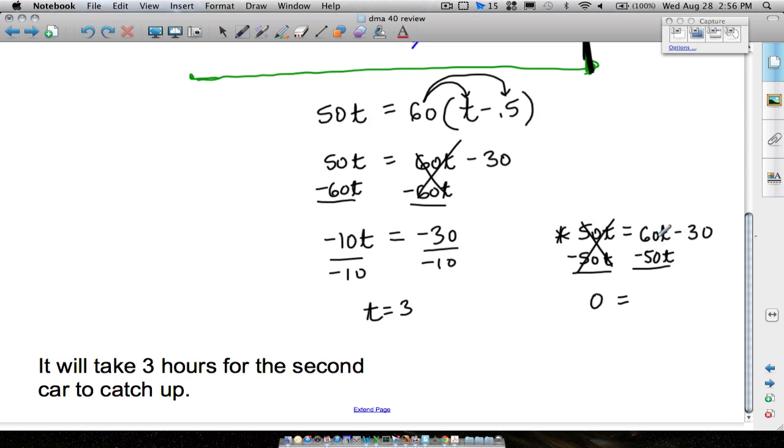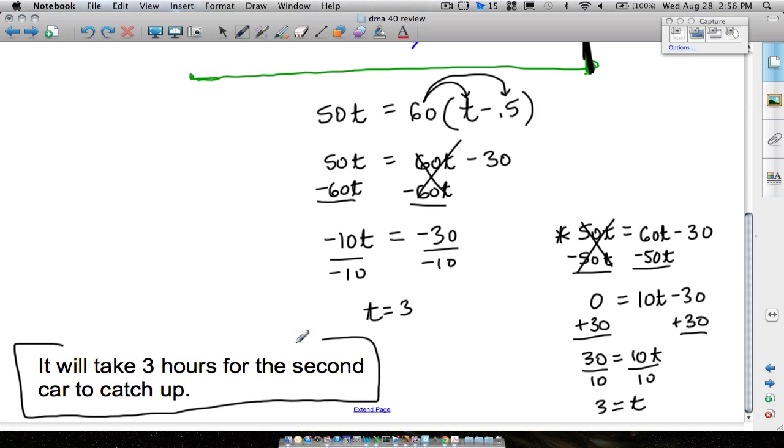Over here on this side, you got 60t minus 50t, that is 10t. Bring down your minus 30. And now when you solve this equation, you will still get the same answer. Add the 30 to both sides. You have 30 is equal to 10t. And then when we divide by 10, you do get 3 is equal to t. Same exact answer, just the algebra is a little bit different, but it's still correct. So our final answer, it will take 3 hours for the second car to catch up.